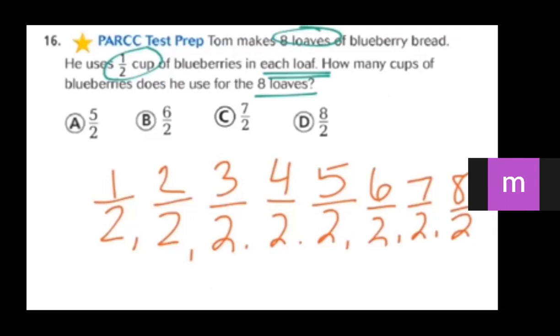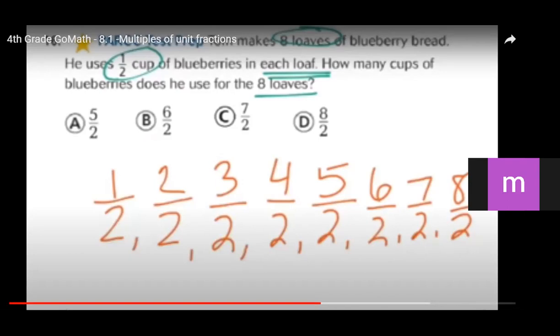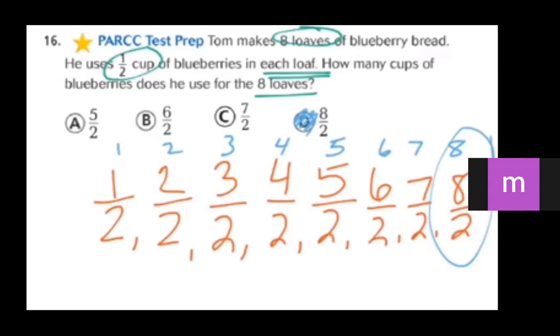So when we look at our numerator, it tells us which loaf of bread we're on, but we can also count our multiples to figure out what the 8th loaf would be. So this is our first, our second loaf, our third loaf, our fourth loaf, 5th loaf, 6th loaf, 7th loaf, and 8th loaf. For our 8th loaf of bread, we'll need 8 halves cups of blueberries.